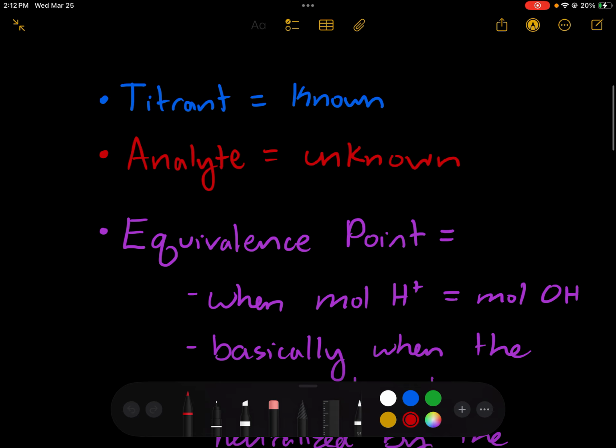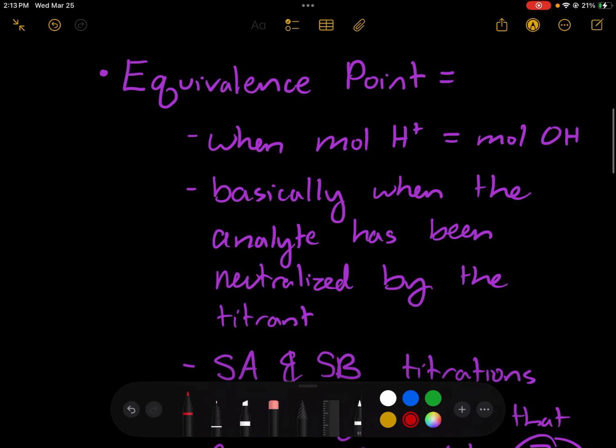So there's a couple of terms which again you've already been introduced to. We have a titrant, and that titrant is your solution of known concentration. We have an analyte, which is your solution of unknown concentration. And when you put those together, you can hit an equivalence point, which basically means your moles of hydrogen or hydronium are going to equal your moles of hydroxide. And basically, when you've taken your analyte and completely neutralized it with your titrant, that's your equivalence point.